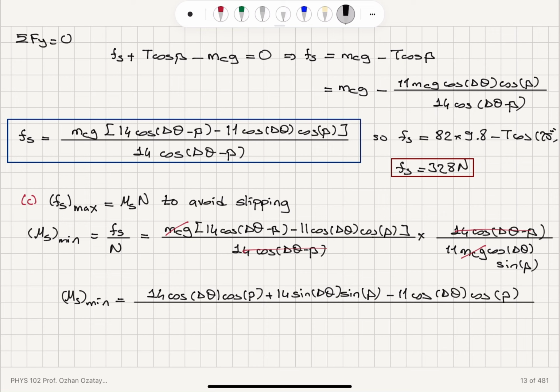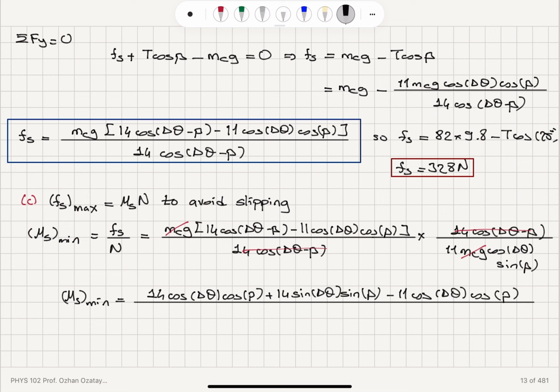So if I subtract this, I obtain the final answer for the minimum coefficient of static friction. It is 14 minus 11, that is 3 cosine delta theta cosine beta plus 14 sine delta theta sine beta divided by 11 cosine delta theta sine beta. So that is the minimum coefficient of static friction I need.